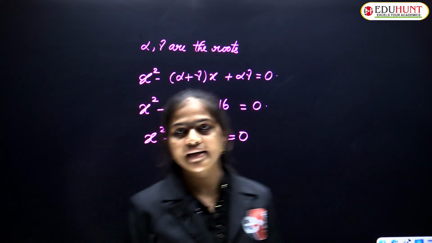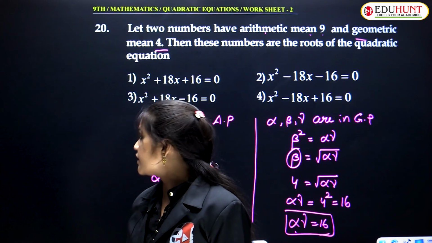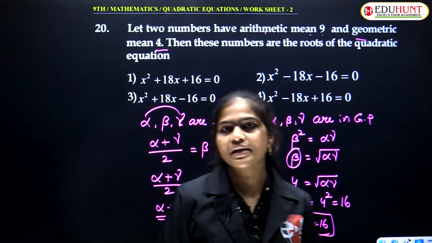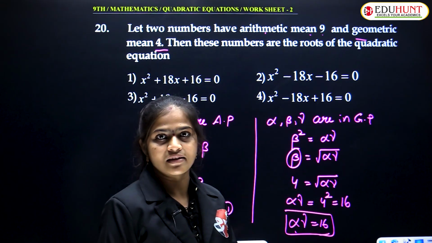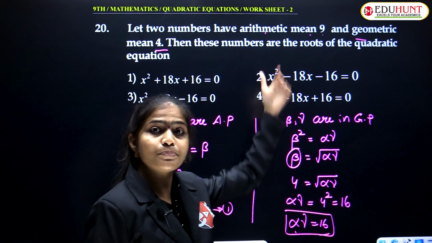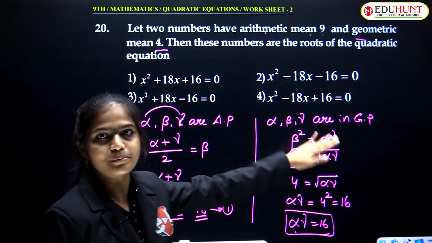Once again I am saying, see here: according to the question, they didn't give the roots directly. So first we need to find the roots. To find the roots they gave two conditions. As per the question, we took three numbers.